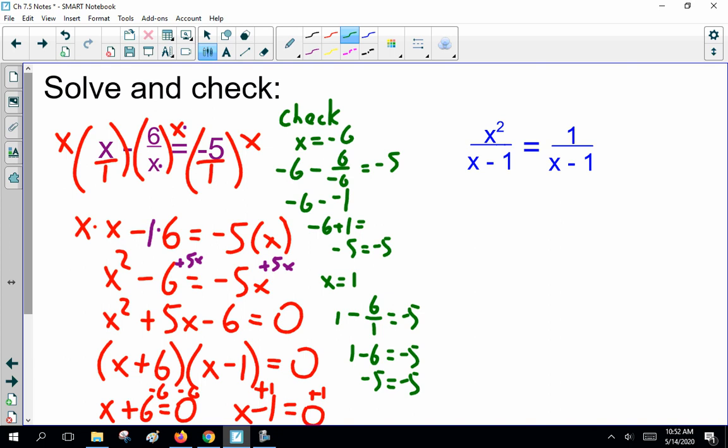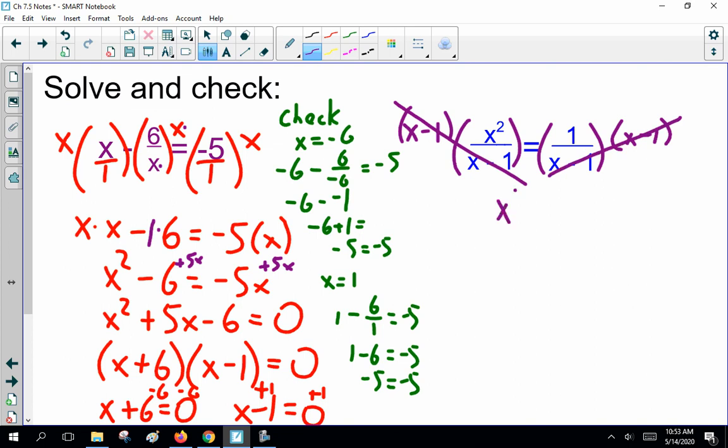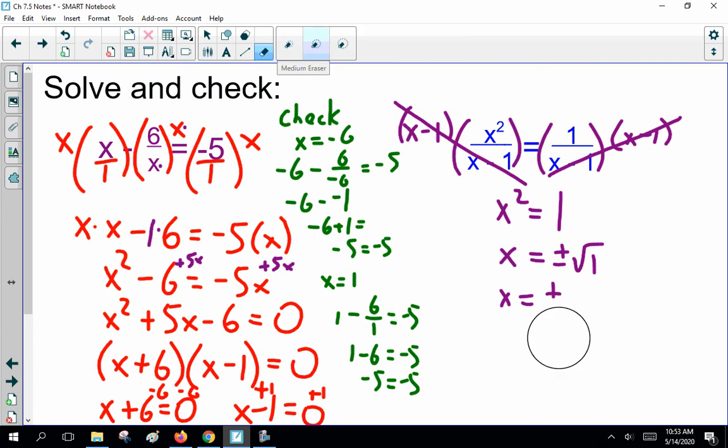Right? Now the next one is booby-trapped. What's the common denominator of x minus 1? X minus 1. So multiply both sides by x minus 1. And what happens? It cancels out. X squared equals 1. Okay? So what's the value for x? X equals plus or minus the square root of 1. So x equals plus or minus 1. So far, so good.